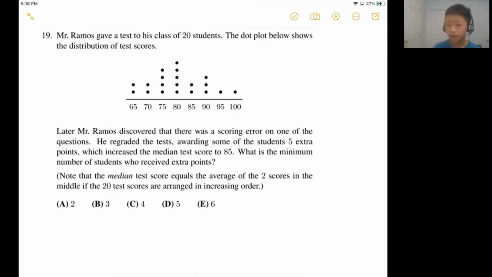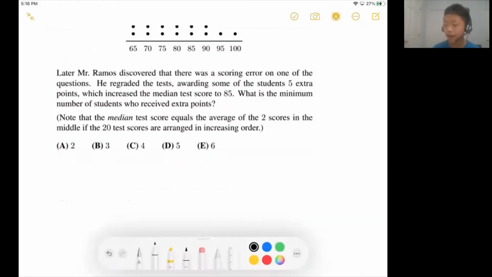So we have 20 test scores, and the average of the two test scores in the middle. If you have 20 test scores, then the average of the two scores in the middle are going to be test score number 10 and test score number 11, right? Just intuitively.